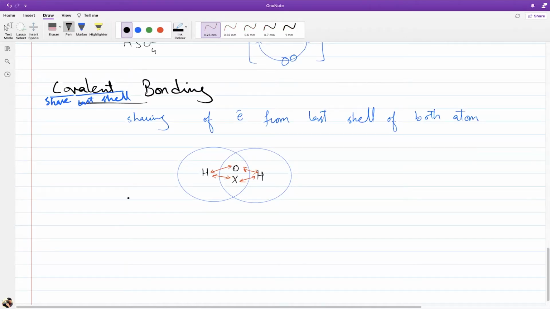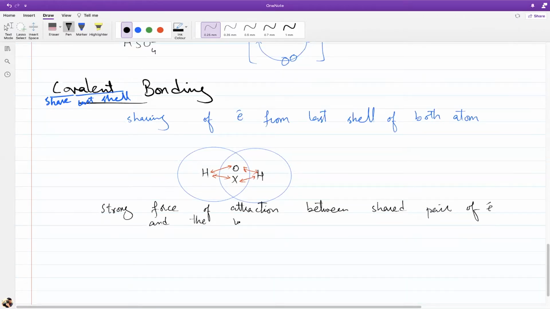So if you were to define covalent bond, it will be the strong force of attraction between shared pair of electrons and the two nuclei. Nuclei is basically the plural form of nucleus. So both of these nuclei are attracting this shared pair. So this shared pair is important. And remember, the covalent bond always happens when electrons are shared.